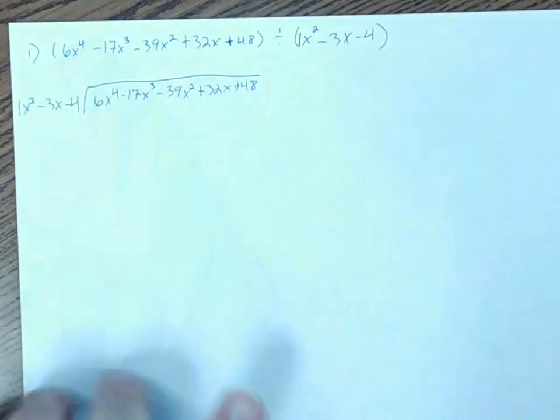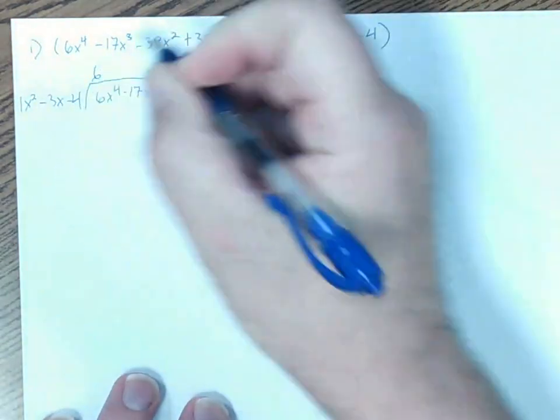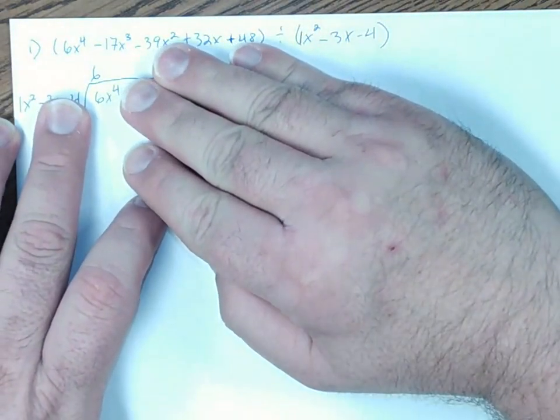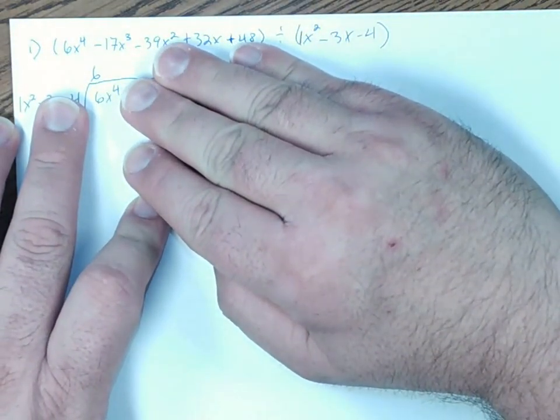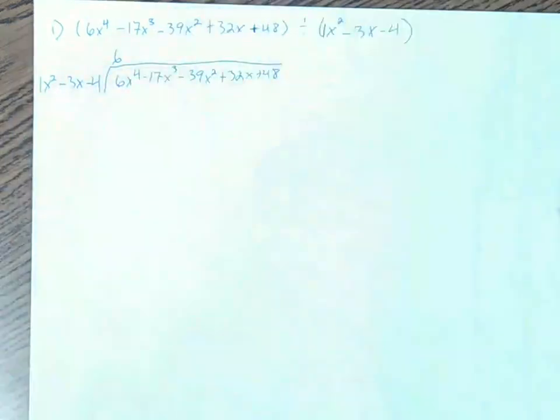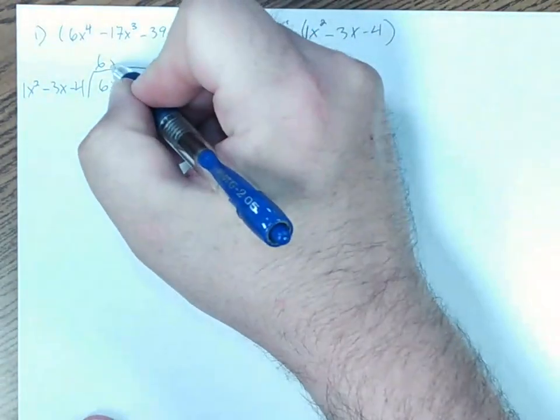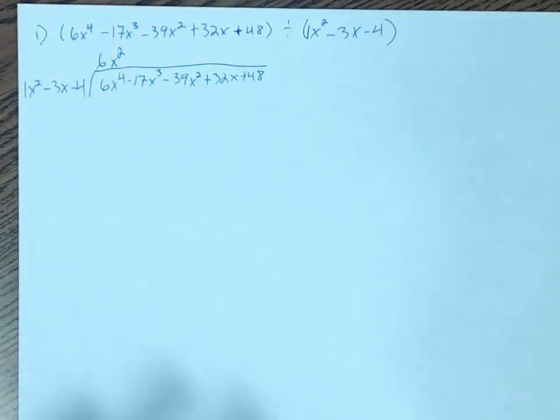6 divided by 1 is 6. And x to the 4th divided by x squared is x squared. 4 minus 2 is 2. So I'm going to put that up here. That's my first step, divide.